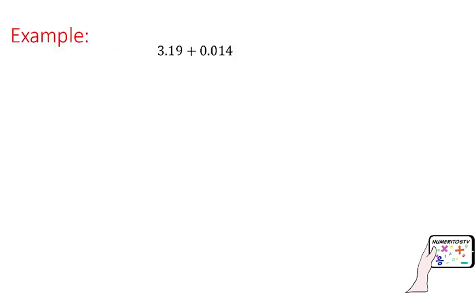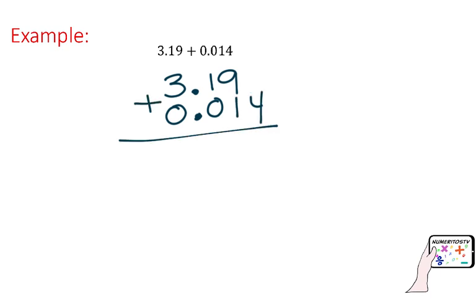Let's do some examples. Add 3.19 plus 0.014. So the first step is to align the numbers vertically, one on top of the other. So I am going to align the decimals, one on top of the other, and the place values. As you can see, I have a missing place value here, so I'm going to add a 0 there. Then I'm going to add the numbers.